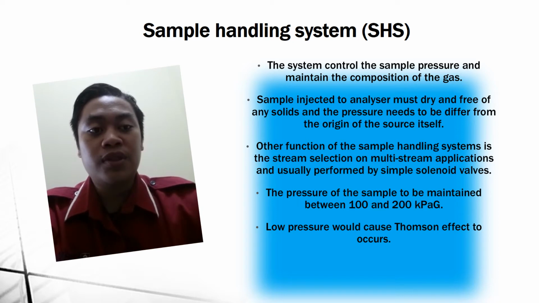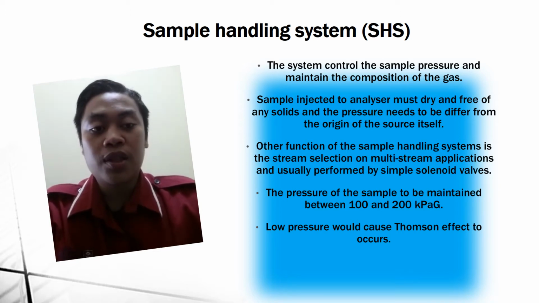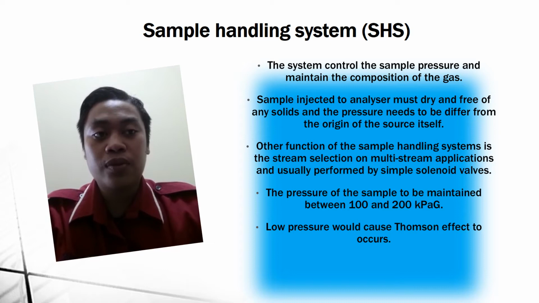Another function of the sample handling system is stream selection in multi-stream applications, usually performed by simple solenoid valves. The pressure of the sample needs to be maintained between 100 and 200 kilopascal gauge. If the pressure is low, the Thomson effect will occur within the sample system.